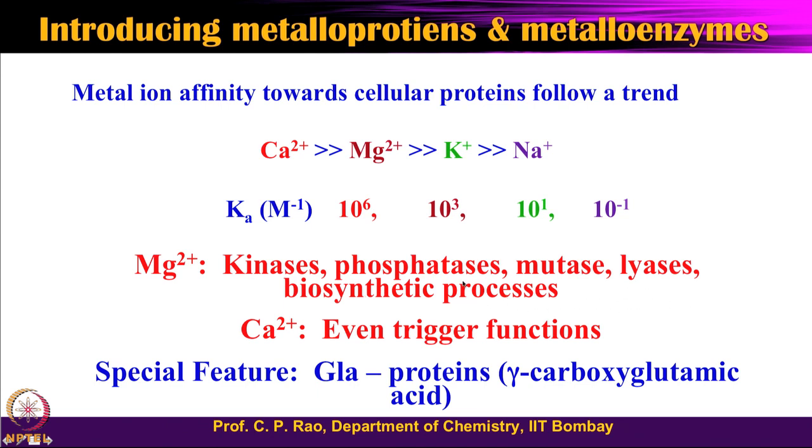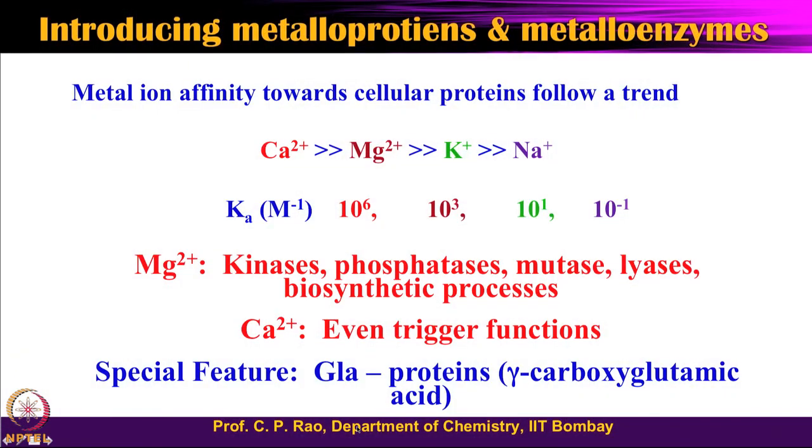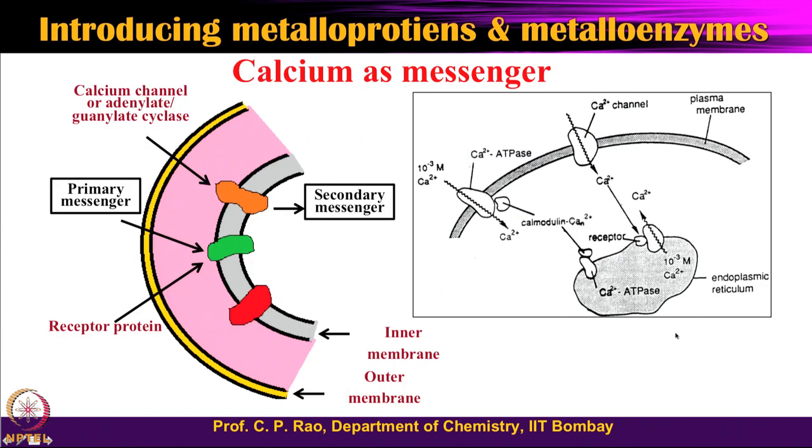The main thing is kinase and phosphatase, absolutely. These are the two which run the whole signaling process and all the events that take place. In addition, calcium will show many of these properties plus the triggering of this. A specific feature I talked to you about is the GLA proteins, which are nothing but carboxylated ones. Gamma carboxyglutamic acid is what they contain.